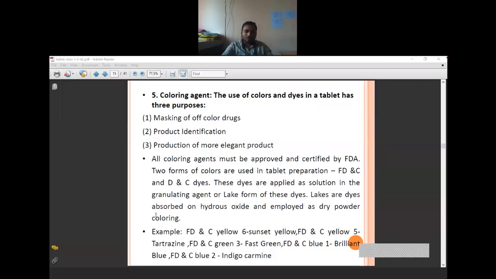So some examples of color are FD&C yellow, sunset yellow, FD&C yellow tartrazine, brilliant blue, indigo carmine, sunset yellow. These are some examples of food colors used in the preparation of tablets.